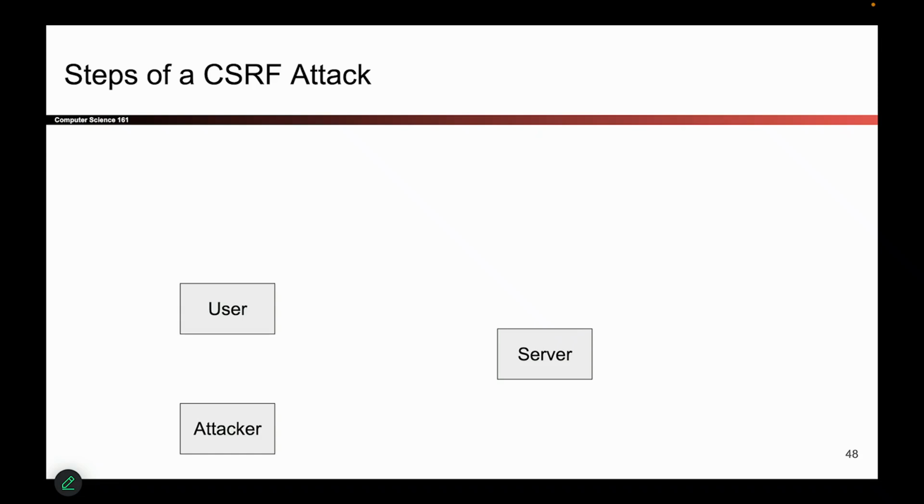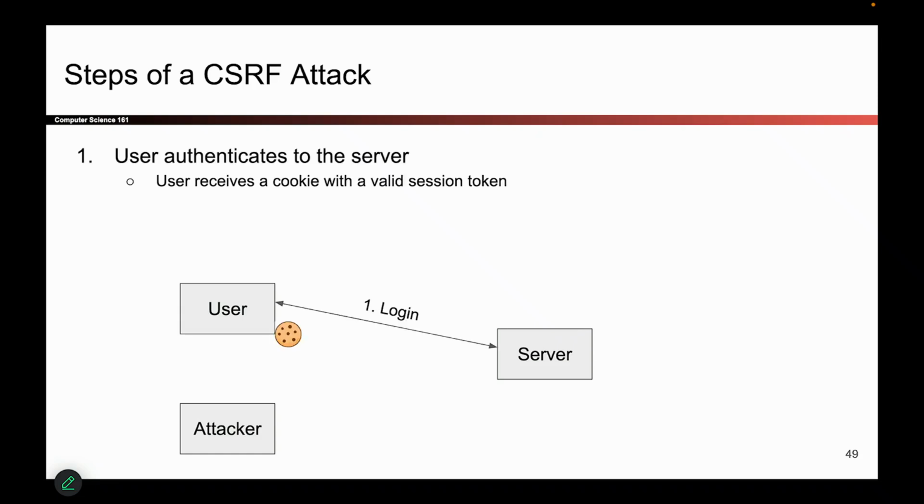So here it is in pictures and how a computer would do it. The first thing we're going to do is have the user log in. There are 3 parties here: one is the user, one is the server, and one is the attacker. There are 3 different people all on the web, and they can all talk to each other.